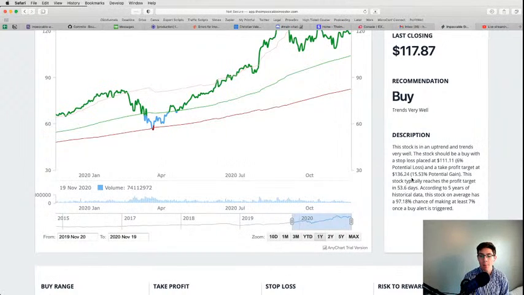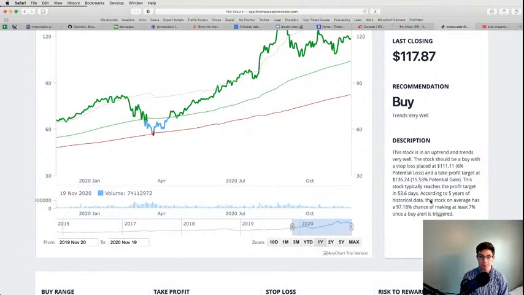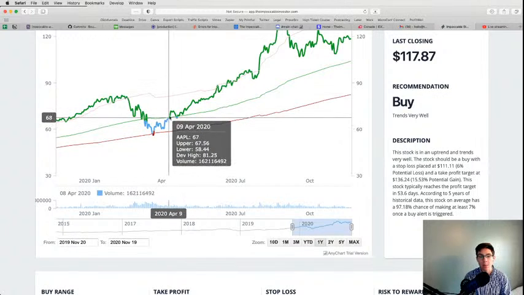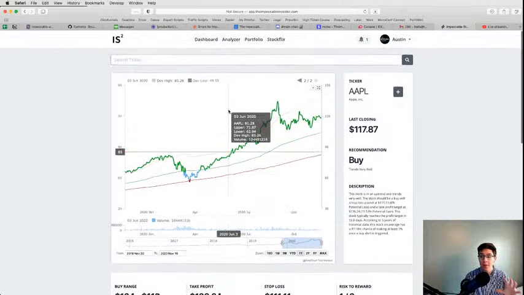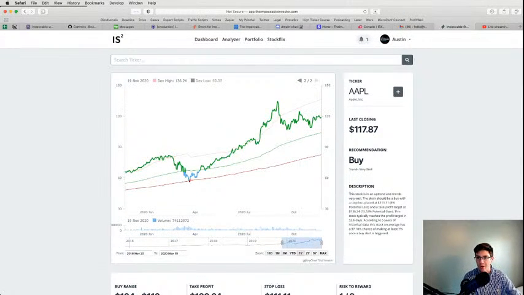Also, it says, according to 5 years of historical data, the stock has on average a 97.18% chance of making at least 7% once the buy alert is triggered. Guys, that is awesome. Like, it literally tells you what you should expect, your accuracy rating, and all that all in one go. And that is literally one of the coolest features ever. That is something that I've been looking for and wanting, so I made sure it was on this platform for you guys.